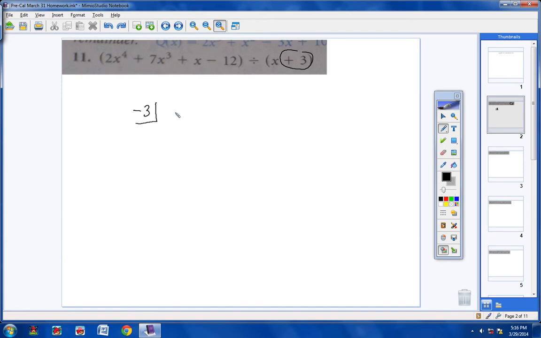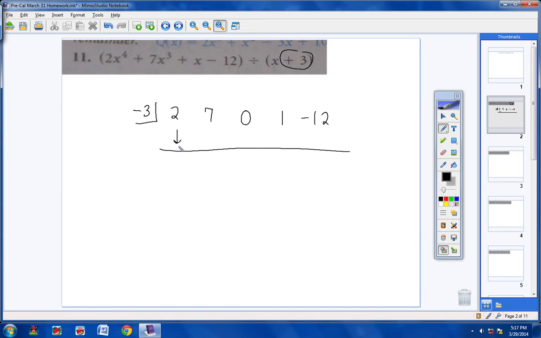The coefficient of the x to the fourth is 2. Coefficient of the x cubed is 7. Notice there's no x squared, so we're going to have to put a 0 in. And then the coefficient of the x is 1, and then your constant term is negative 12. So very quickly now, let's use synthetic division, and let's go ahead and divide these two polynomials.